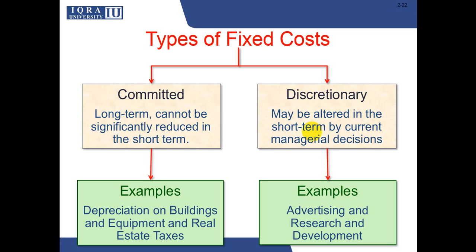Examples of discretionary costs include advertising, research and development, employee training programs, and charitable contributions. Expenditures on discretionary fixed costs are usually regarded as investments in the future.